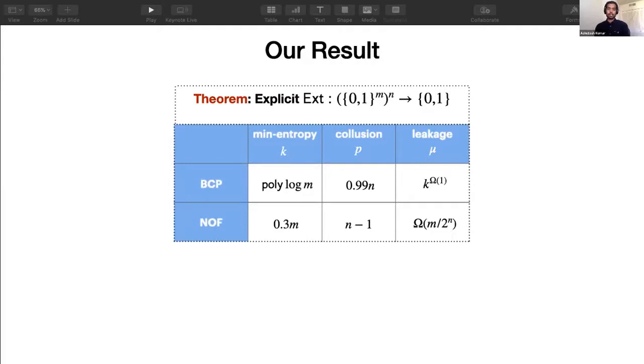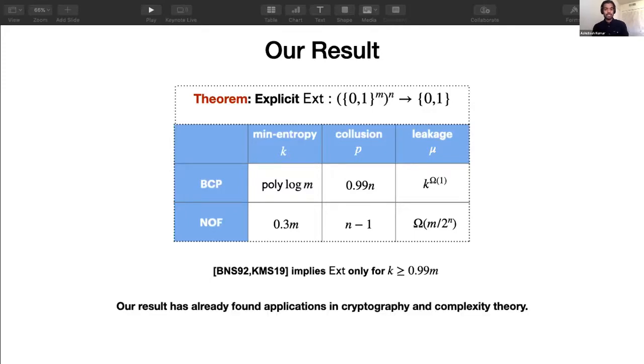It's linear. So just to say that the communication complexity lower bounds that have been studied in the literature actually do imply such extractors, but the entropy requirement is as close to the full entropy as possible. And each of these two results in our theorem have already found applications in cryptography and complexity theory.